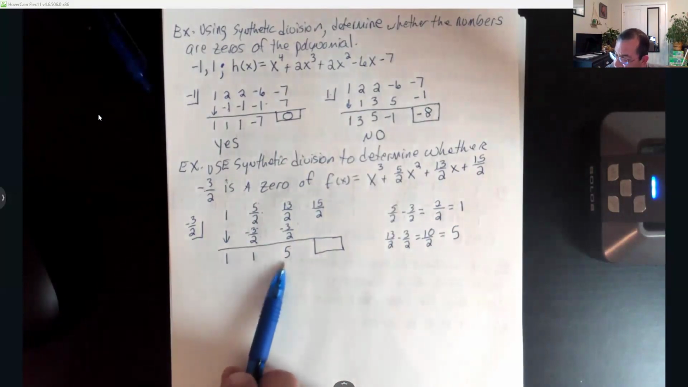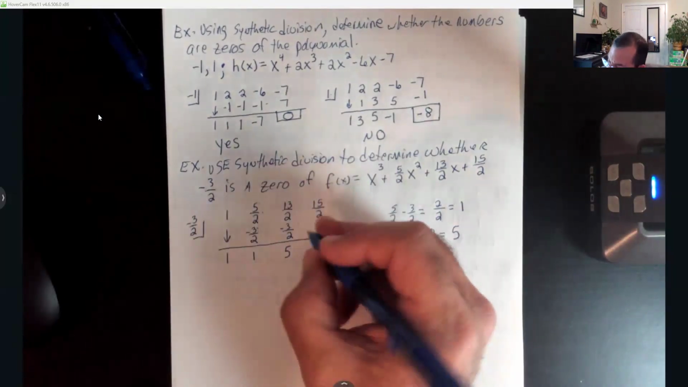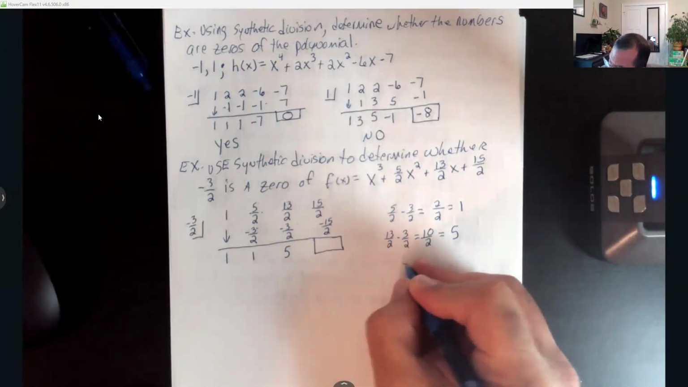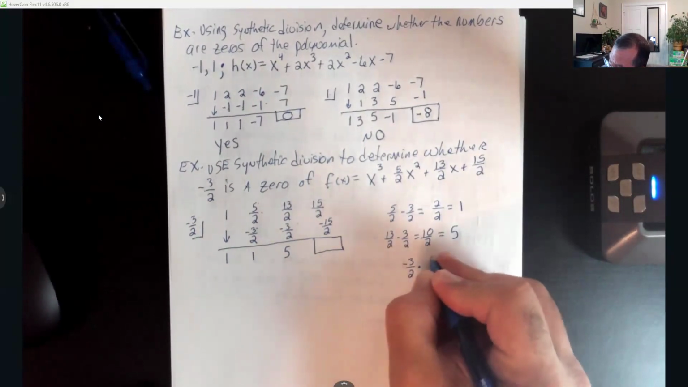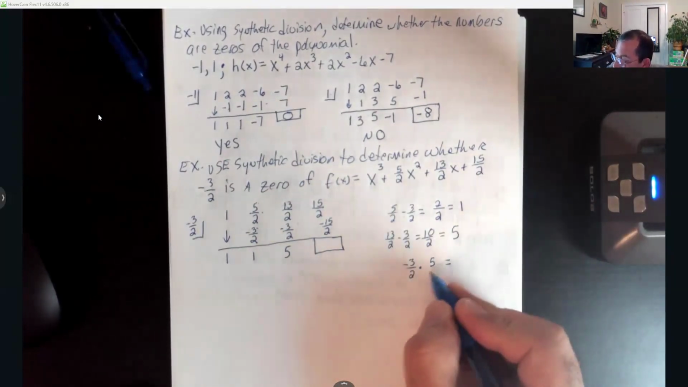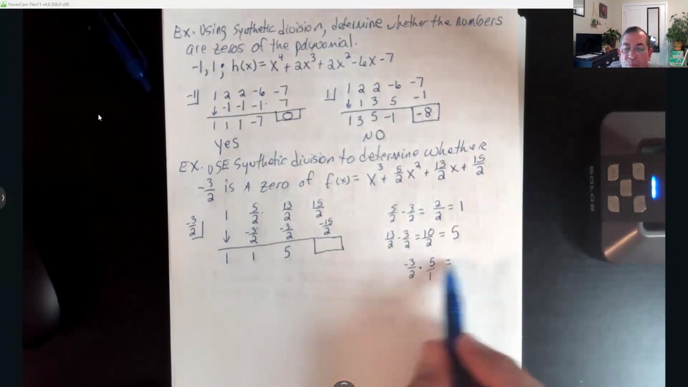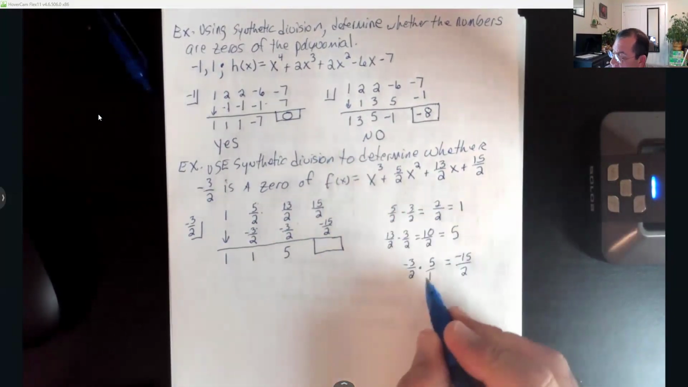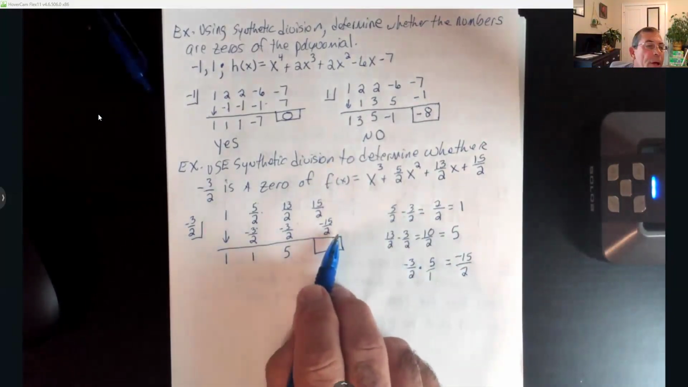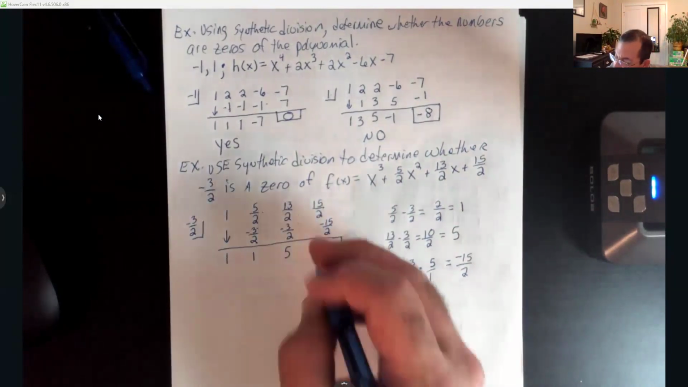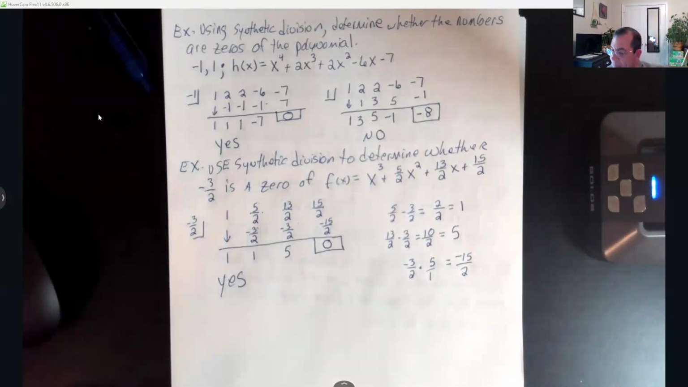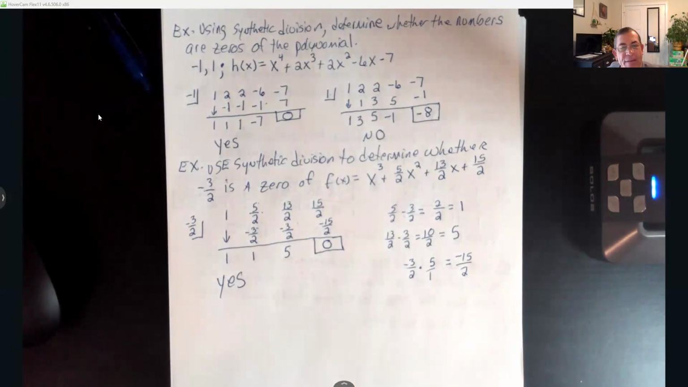So now what do we got? 5 times negative 3 halves. That equals a negative 15 halves. So y'all, what I did when I multiplied that, you treat the 5 like it's got a 1 under it, and you just multiply straight across with fractions. So that 2 times 1. So you get the negative 15 over 2. And good job, Nat, because those give me a big 0, which means yes, negative 3 halves is a 0 of that function.